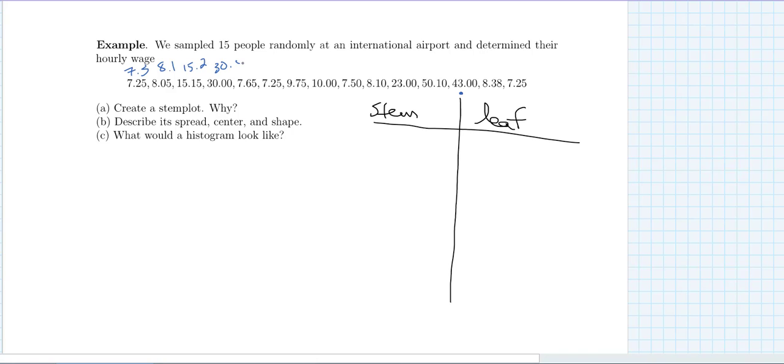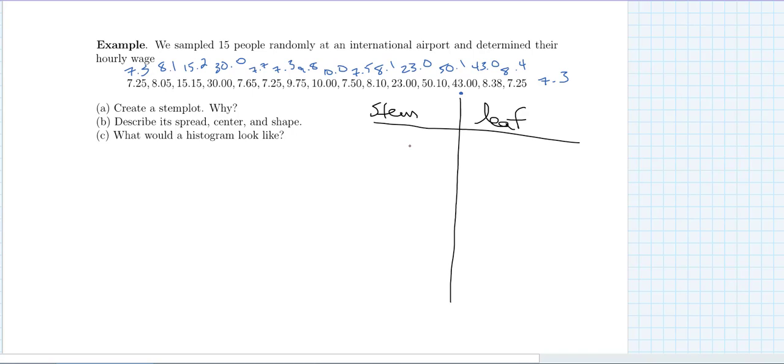This stays 30.0. This will stay, oh, I guess not stay anything, that's 7.7, 7.3, 9.8, 10, 10, 7.5, 8.1, 23.0, 50.1. So some of these values stay the same, which is nice. 8.4 and again 7.3. Alright, so what do we have here?